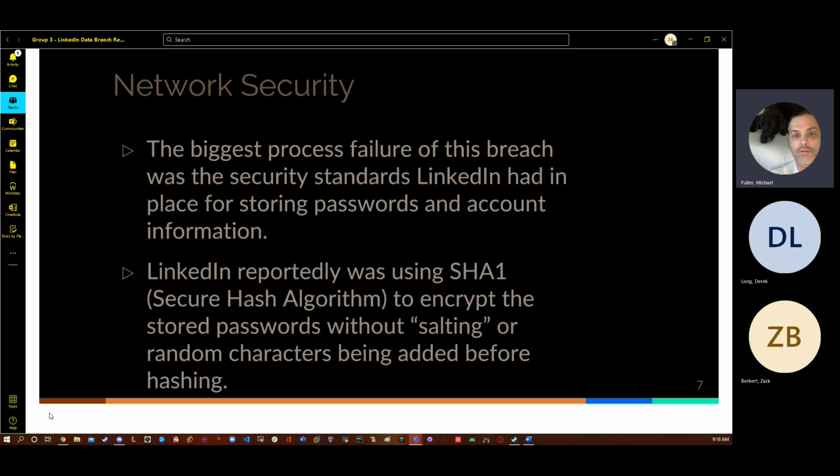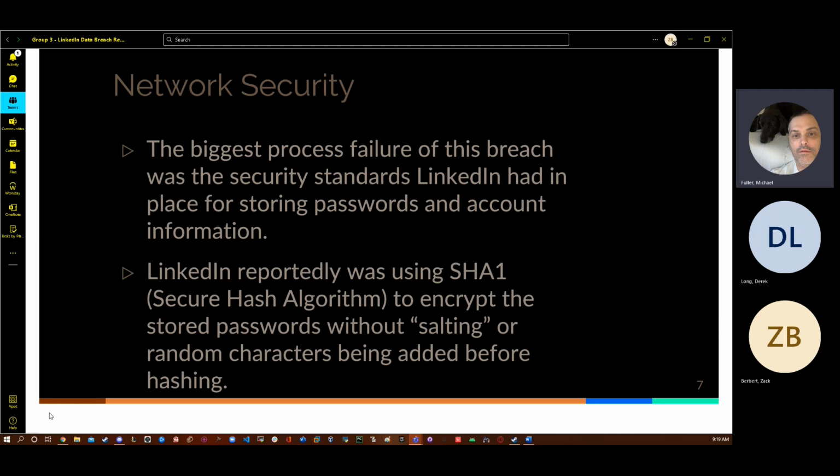They also didn't use salting, which is when you add a random string of characters to the hash value. So they had the password, it passes through the hash, and then you add a bunch of characters, which makes it harder for hackers to break that password when they use rainbow tables and things like that. That was the biggest failure as far as the breach is concerned, and the security standards for them at the time were outdated.